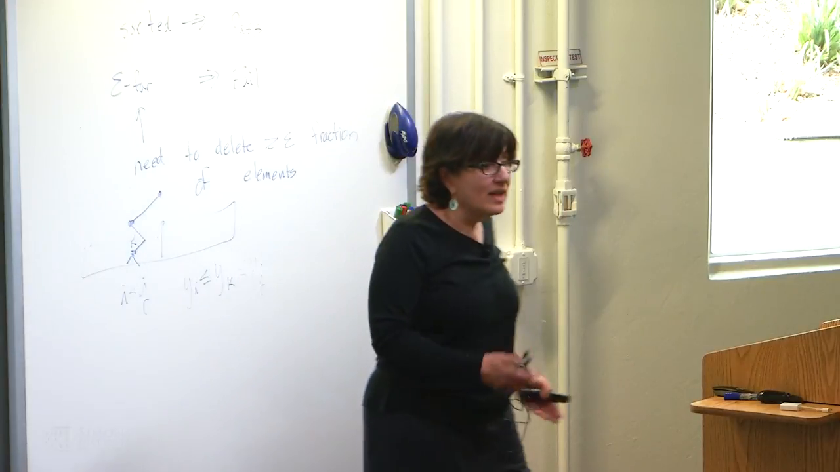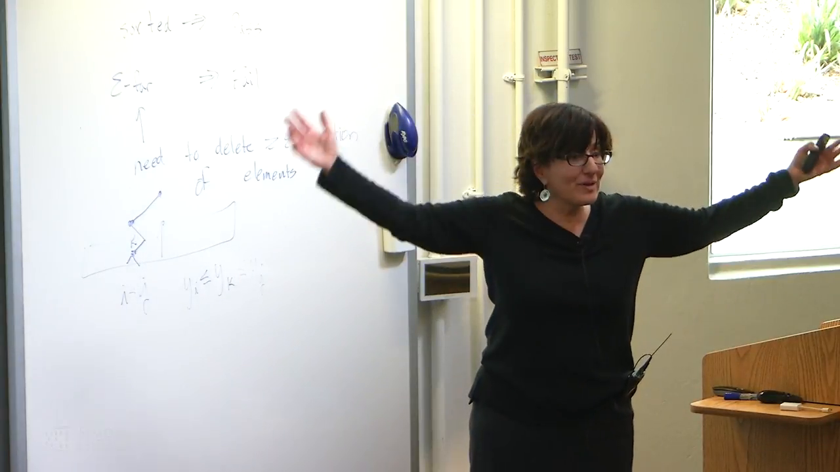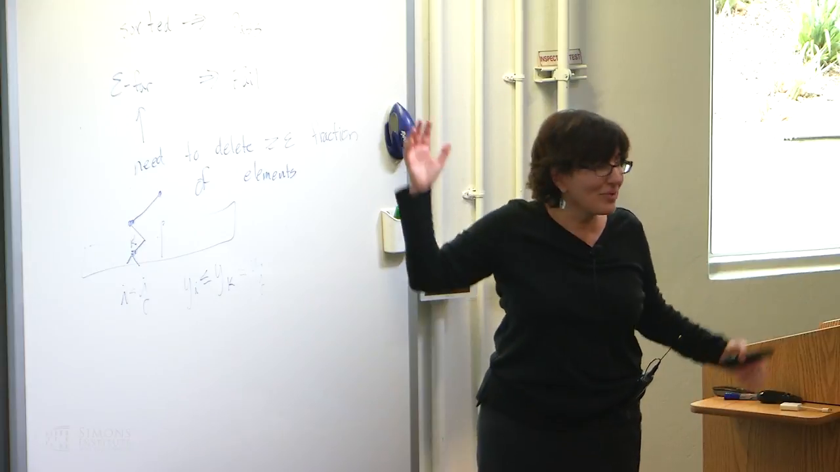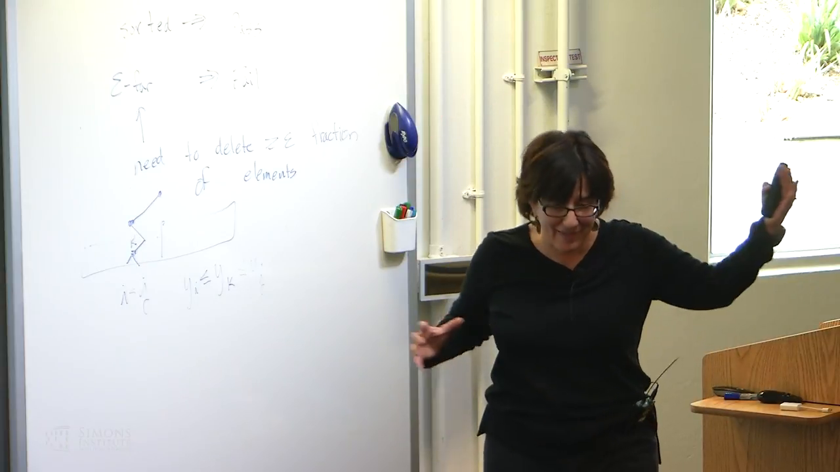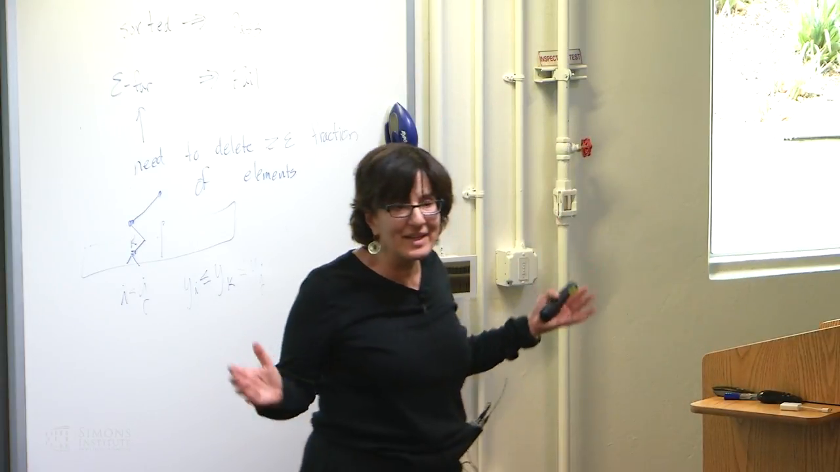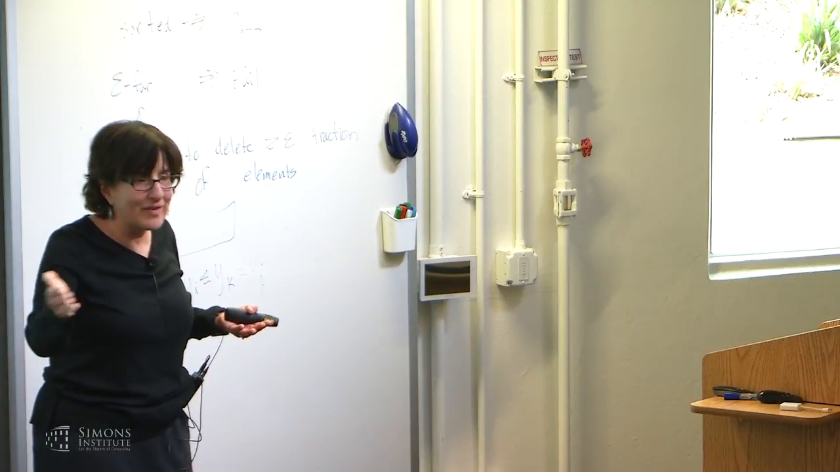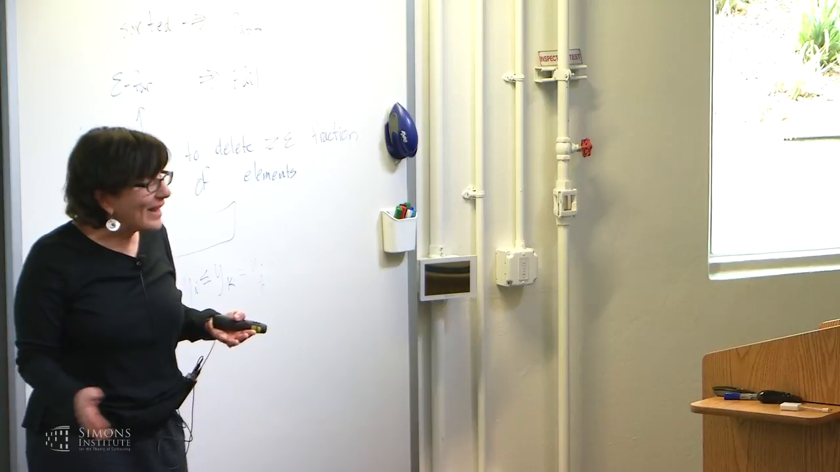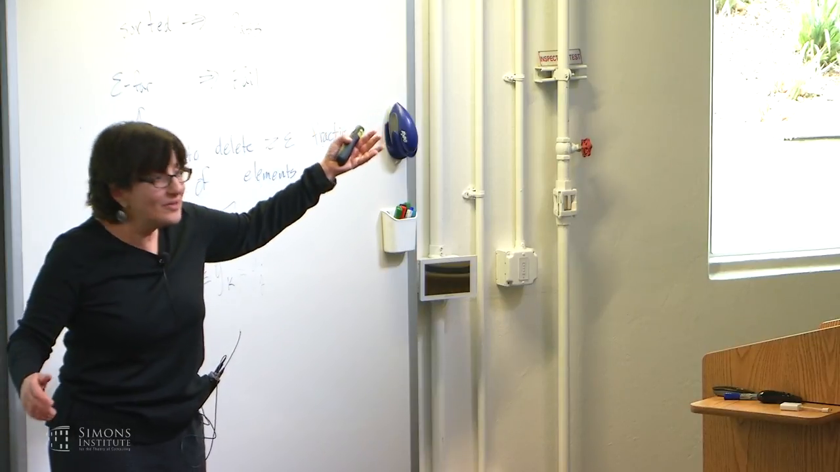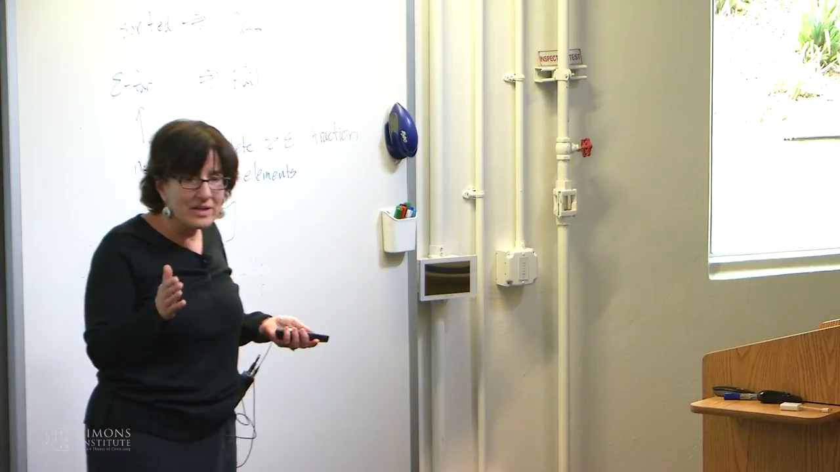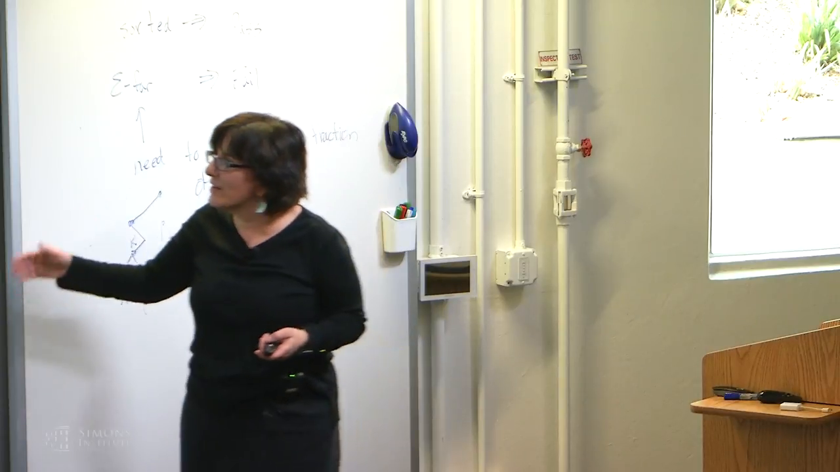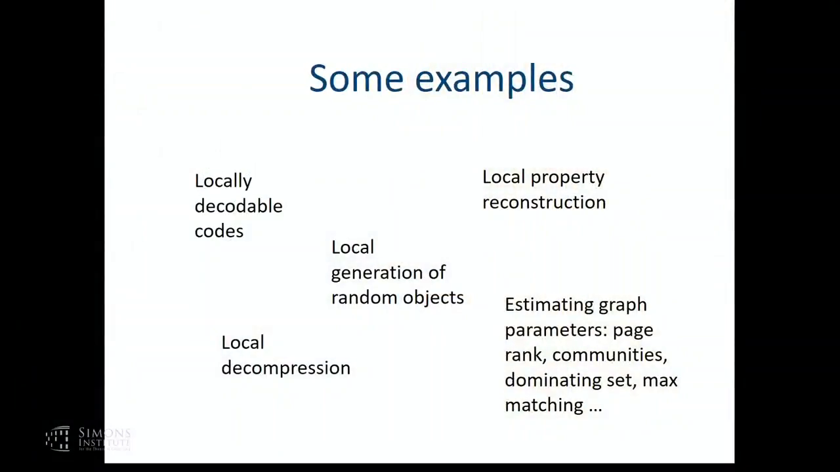Local decompression. If I have a whole genome bank and I've compressed it, using the fact that most people's genomes have a lot of similarities, but now I just want to do some kind of binary search on one person's genome to find something, do I have to decompress the whole gene bank? No, I can do local decompression. Okay, so there are these notions out there, like local generation of random objects. This is one that's taking off recently.